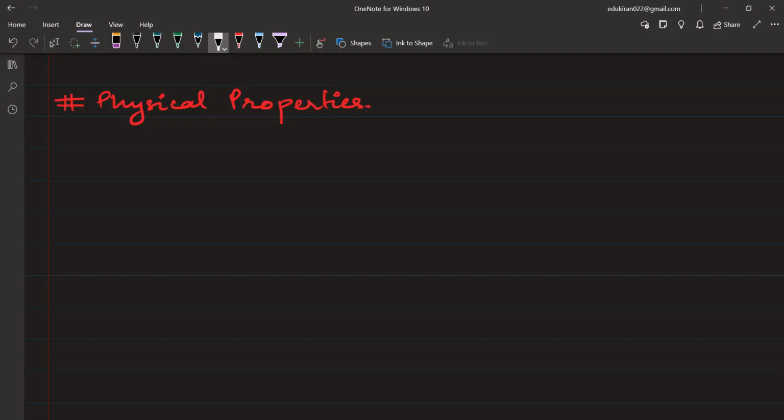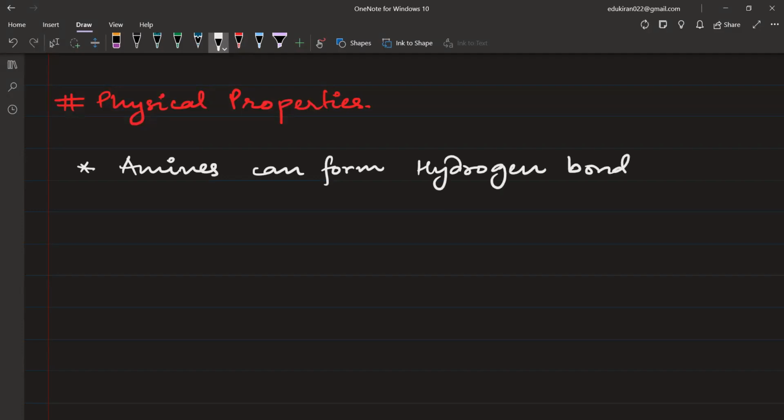The physical properties. Now, in physical properties, we'll first of all write about the boiling point. Please write. Amines can form hydrogen bond except tertiary amine.